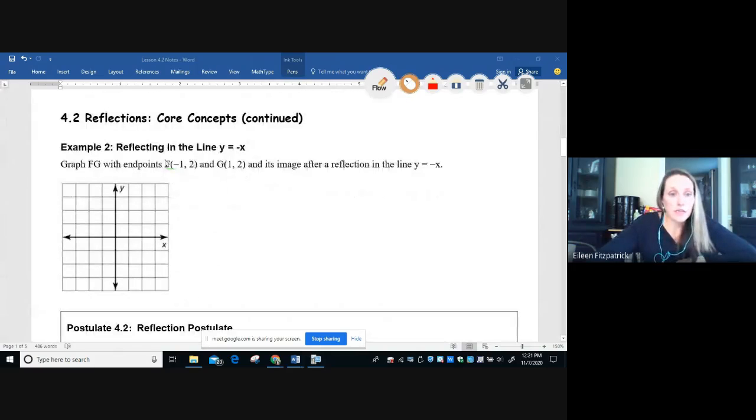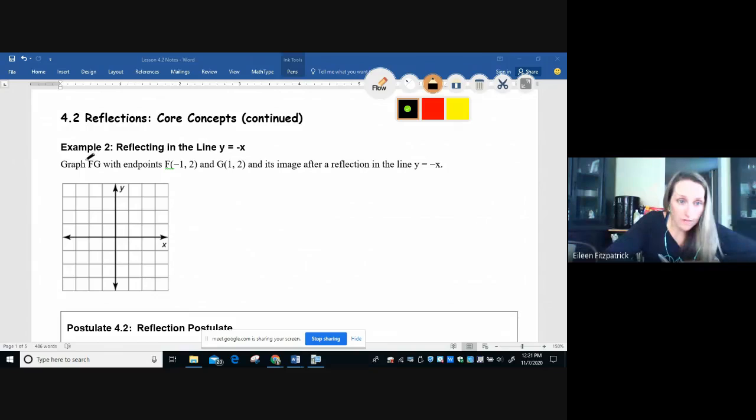Okay, so here it says reflect in the line y equals -x. We're going to graph FG. Oh yeah, I think it's supposed to be a segment. I should have a segment bar over top of that. That's what I was looking at. I think that's missing. So we're going to graph segment FG with endpoints F (-1, 2) and G (1, 2), and then its image after reflection in the line y equals -x.